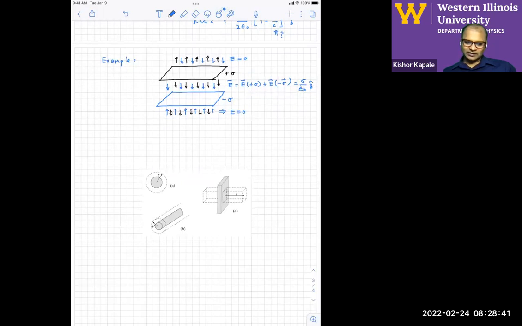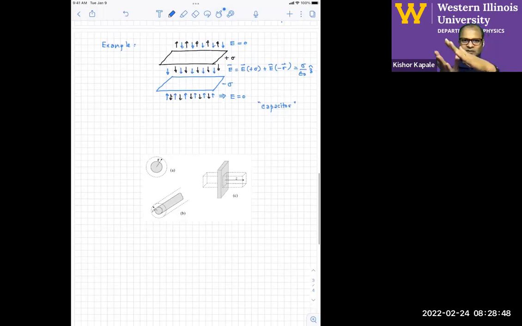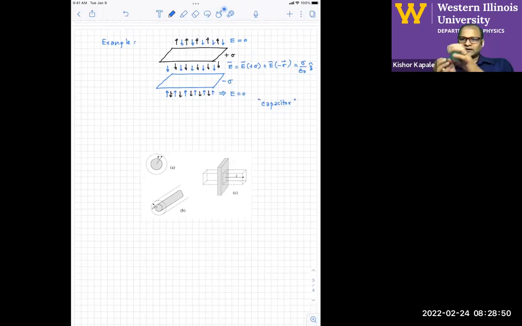Makes sense, right? That is the capacitor. Because for the capacitor plates, there is no field that leaks through the capacitor plates. There is electric field only in between the two plates. And we can use that, of course, for storing charges and such in electrical circuits.